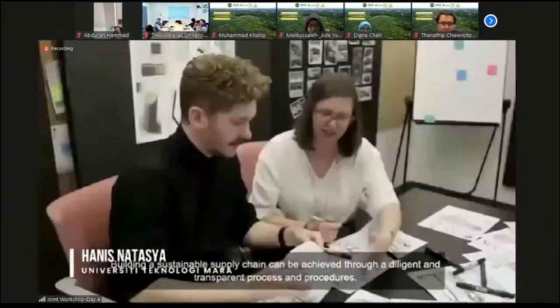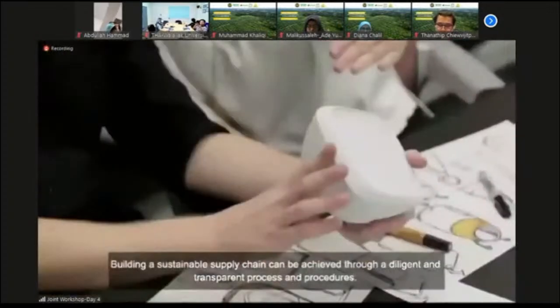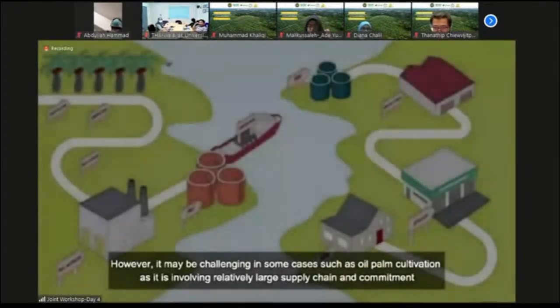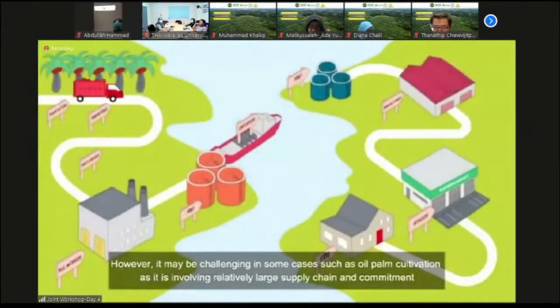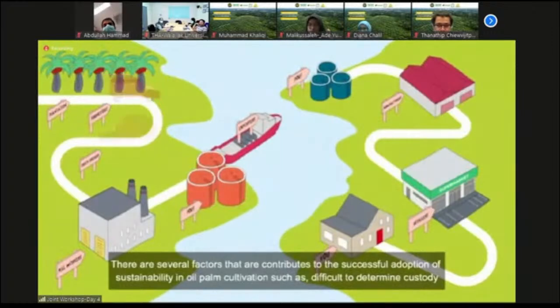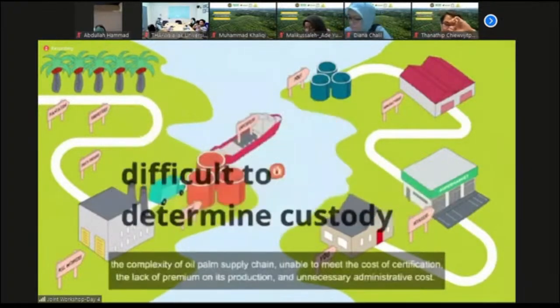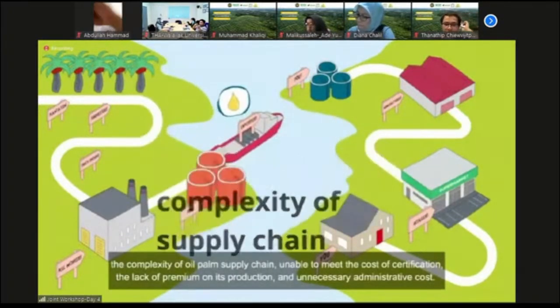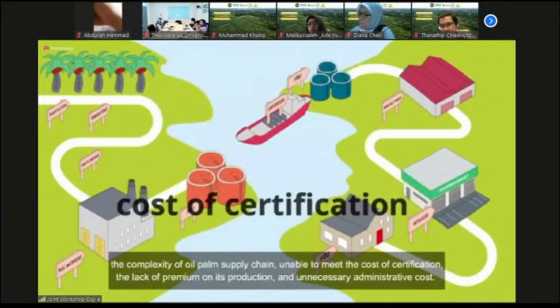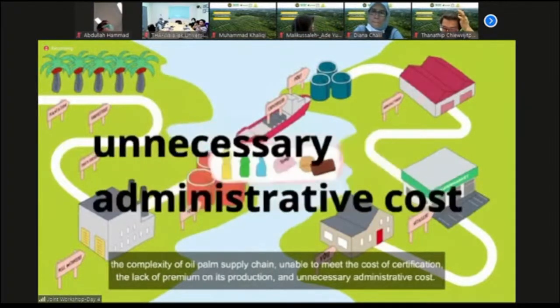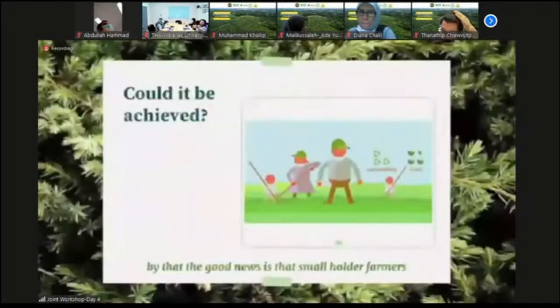Building a sustainable supply chain can be achieved through diligent and transparent processes and procedures. However, it may be challenging in some cases, such as oil palm cultivation, as it involves a relatively large supply chain and commitment. There are several factors that affect the successful adoption of sustainability in oil palm cultivation, such as difficulty determining custody, the complexity of the oil palm supply chain, inability to meet the cost of certification, the lack of premium on its production, and unnecessary administrative costs.